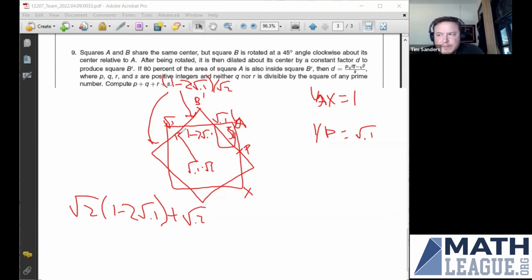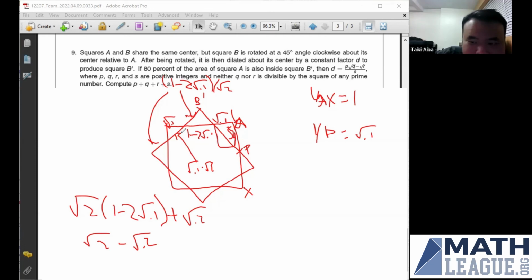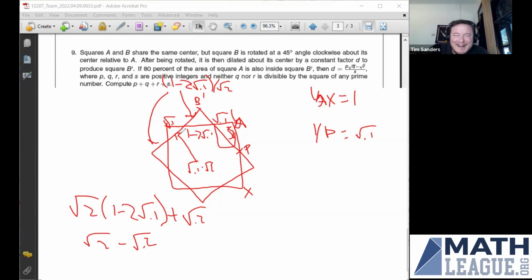Yeah, this is it, right? Is it that straightforward? Root 2 minus 2 times root of 0.2 plus root of 0.2. That's minus root of 0.2. Is this all correct so far? Maybe. Probably. Let's see.